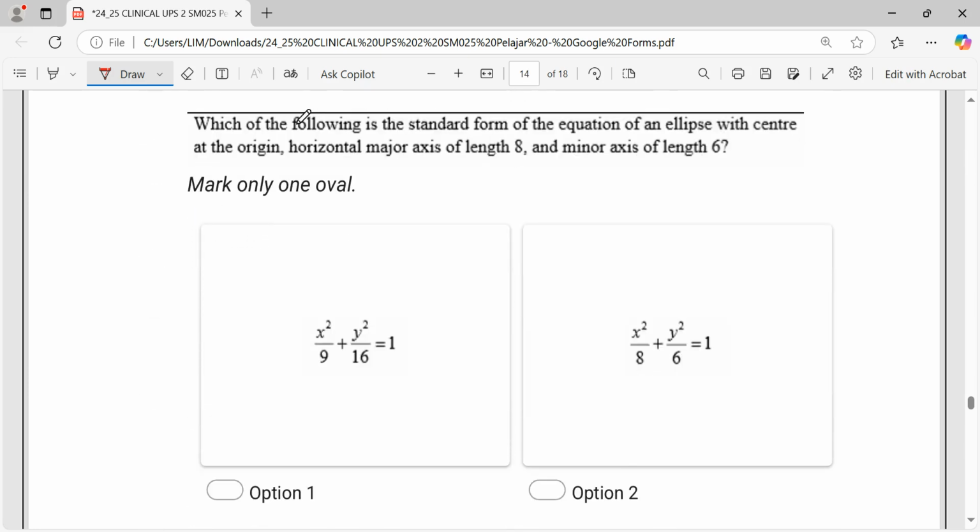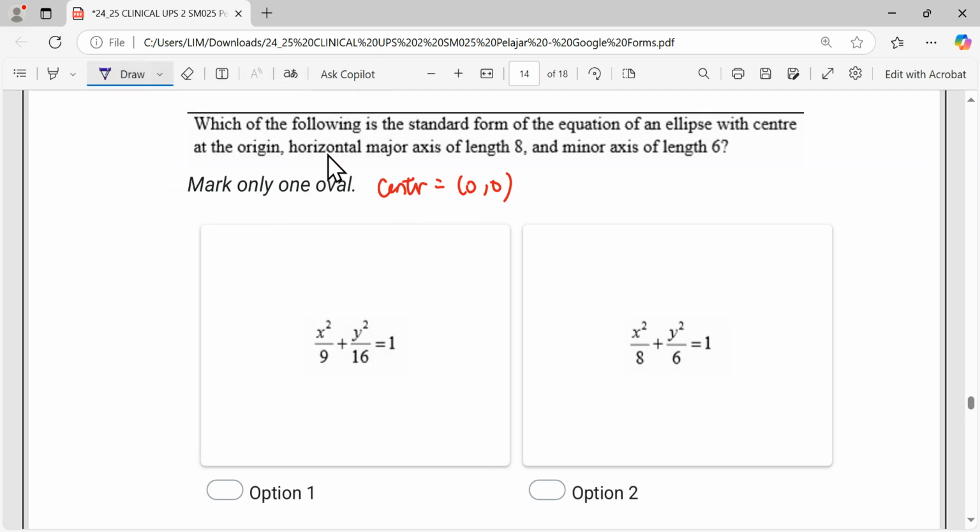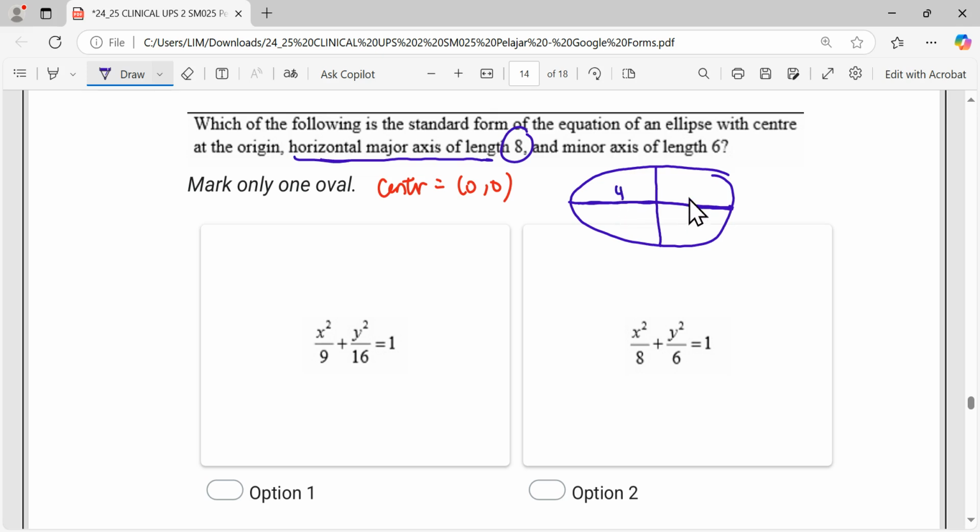Continue. Which of the following is the standard form of the equation of the ellipse with center at origin? Horizontal major axis. So this is a horizontal major axis with a length of 8, which means this one is 4 units, this is 4 units. So your a is equal to 4.